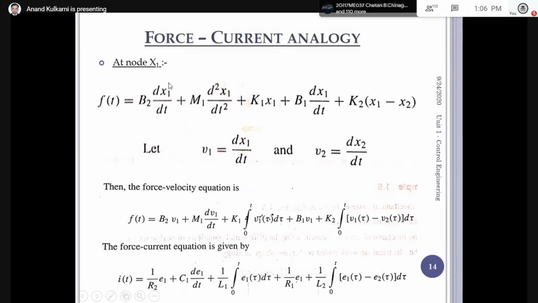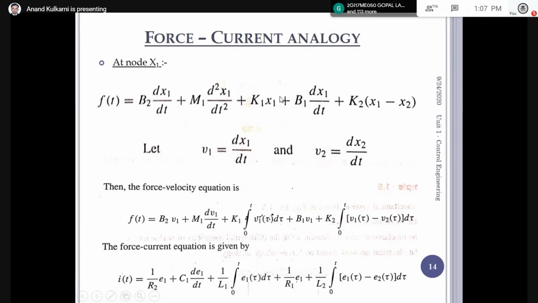f of t is equal to b2 into v1 plus m1 into d by dt of v1 plus k1 into integral 0 to t v1 of tau d tau, because this is a small change of velocity, so we have displacement in terms of integration written here, and b1 into v1 plus k2 into integral of v1 tau minus v2 tau d tau.